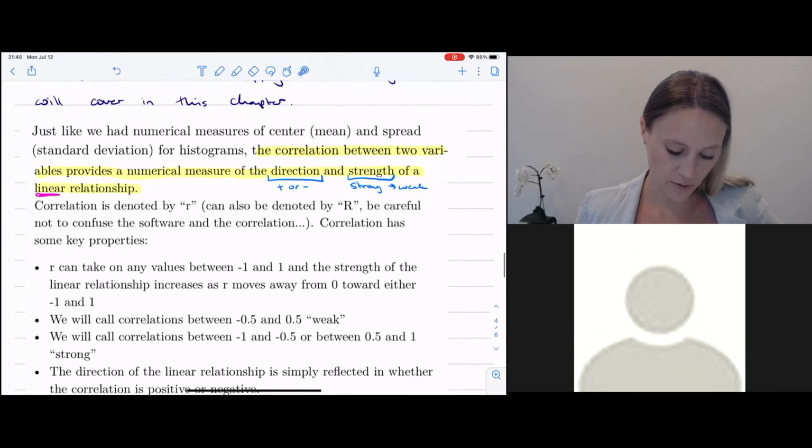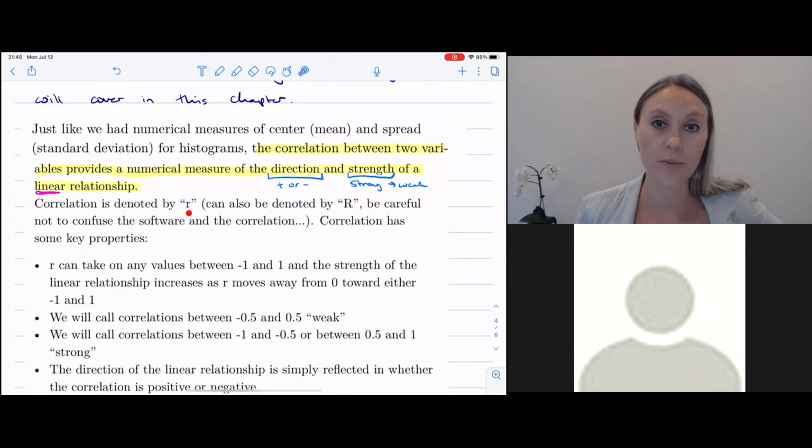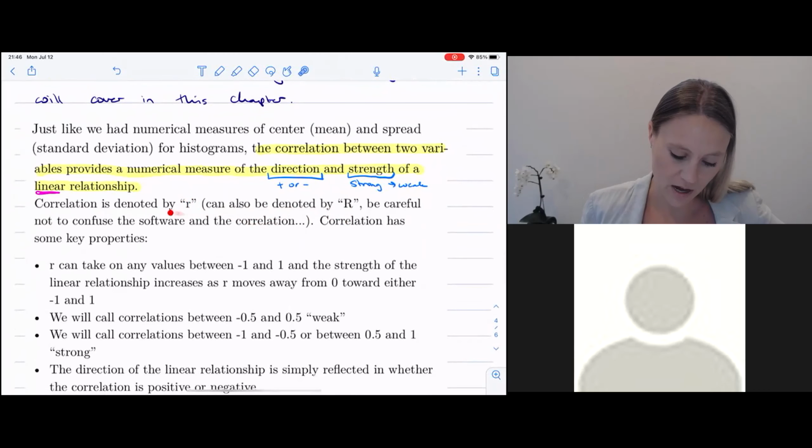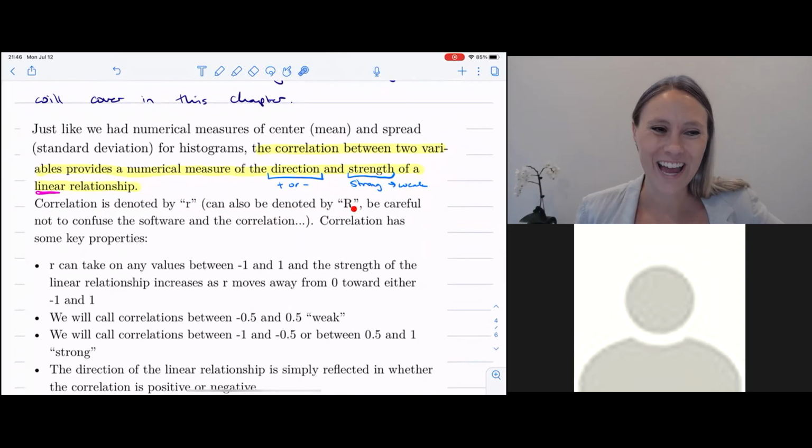Depending on what textbook you're reading, correlation is denoted by a lowercase r. Sometimes a capital R is used. I'm so used to using a lowercase r that I'm going to stick with that, but if you see a capital R, they are interchangeable. Of course, R is also the programming language that you might be using, so don't confuse it, but context will tell you which one it means. So correlation, we're going to denote by a lowercase r.